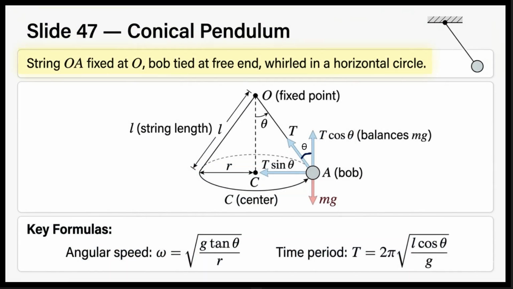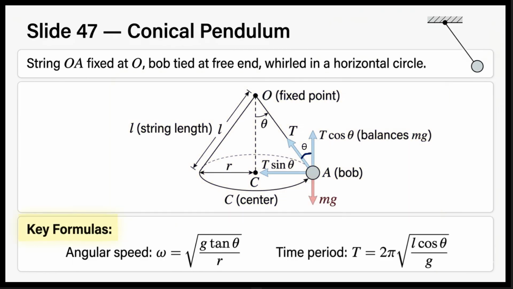A conical pendulum has a bob attached to a string fixed at point O, whirled horizontally in a circle. The string sweeps out a cone, making angle theta from the vertical, which is where the name comes from. The diagram shows the full force analysis: tension T in the string, its vertical component T cosine theta balancing the weight mg, and its horizontal component T sine theta providing the centripetal force for the circular motion.